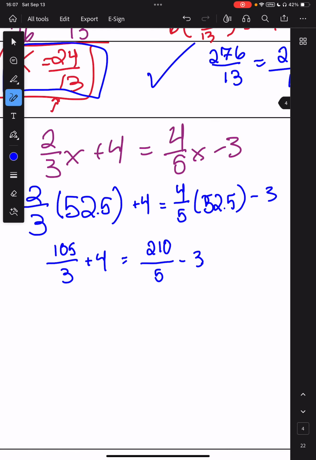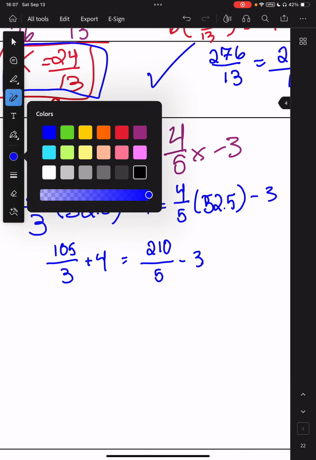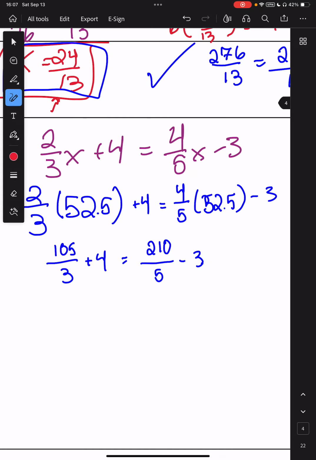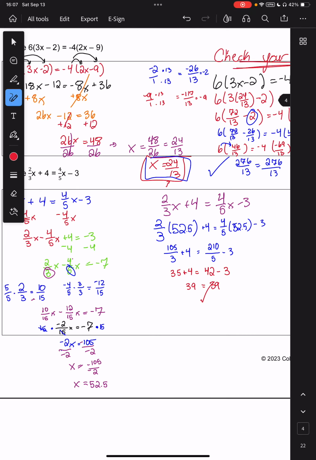So our 105 divided by 3 simplifies out to just 35. And remember, we're 35 times 4. Our 210 divided by 5 simplifies out to 42 minus 3. 35 plus 4 is 39. 42 minus 3 is also 39. So since we have both sides equal to one another, we know that our answer is correct.